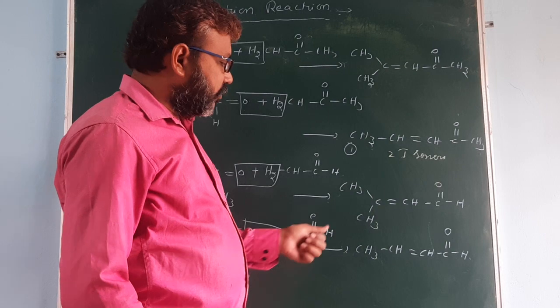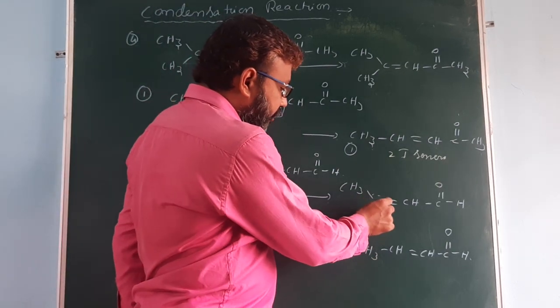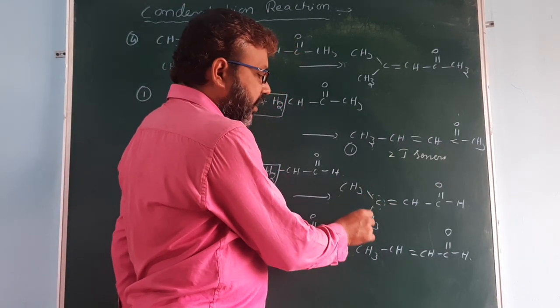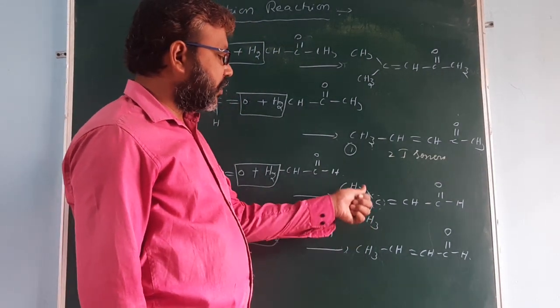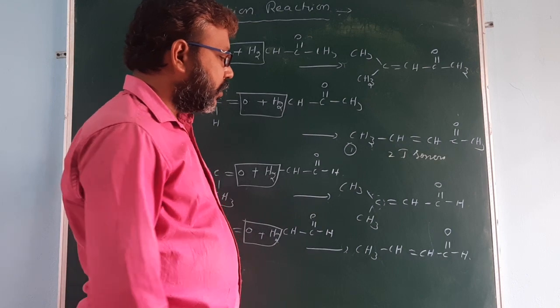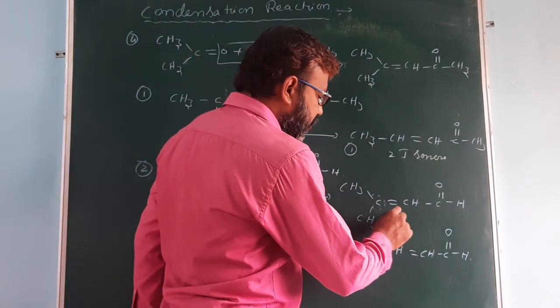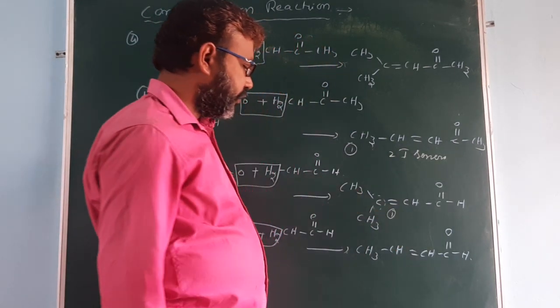So compound second one, this carbon is bonded with 2 similar groups. It cannot exhibit geometrical isomerism because this carbon is bonded with 2 similar groups. So it cannot exhibit geometrical isomerism. It will give only 1 product.